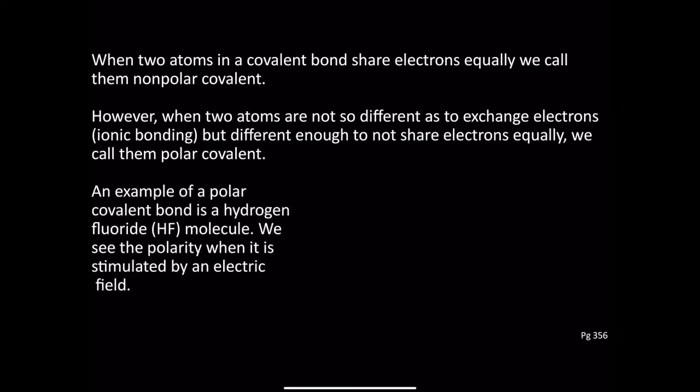So an example of a polar covalent bond is hydrogen fluoride. We see the polarity when it's stimulated by an electric field, okay? So we look at how it reacts in an electric field. And this is building on top of chapter 7, where we talked a lot about electronegativity, the tendency for an atom to attract electrons. So fluorine has a huge affinity for electrons, and so it will pull on that electron a lot and cause a sort of imbalance, but it's not enough to where it will actually take the electrons totally away. So it won't become ionic, it will stay covalent, but it has the electrons most of the time.